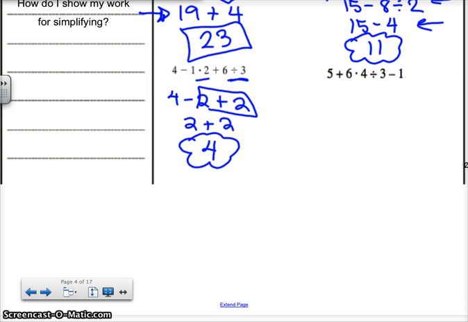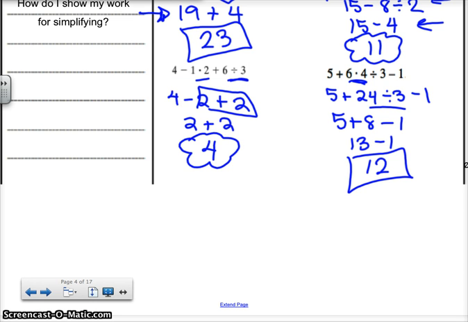Okay, so my eyes on this next one look at this, and they're all smushed together. So that tells me that I need to take care of one thing before I move on to the next. So I'm going to take care of the 6 times 4, and I always rewrite everything. 5 plus 24 divided by 3 minus 1. Now my eyes look at that. 5 plus 8 minus 1. Left to right. 13 minus 1, 12. Okay? All right, flip it.